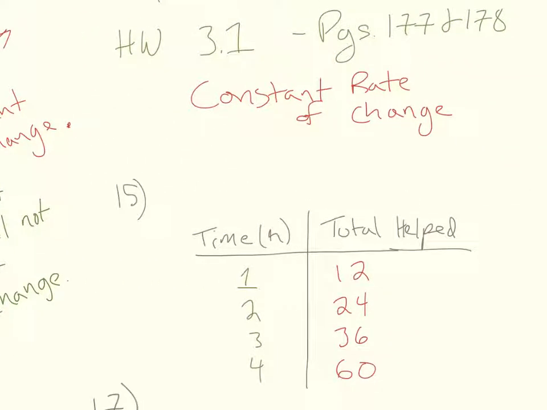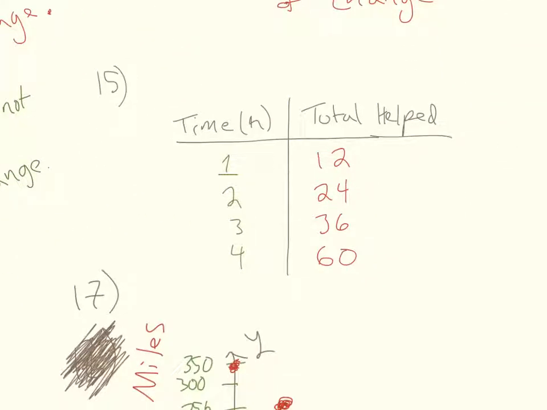We'll start out with number 15, and we are given this table of time versus the total number of people helped. So we can do this two ways. Let's first talk about the question. The question says, determine whether the relationship between the two quantities shown, so this is our first quantity, our first column of numbers. This is our second quantity, our second column of numbers. Determine if those two quantities shown are linear. If so, find the constant rate of change. If not, explain your reasoning.